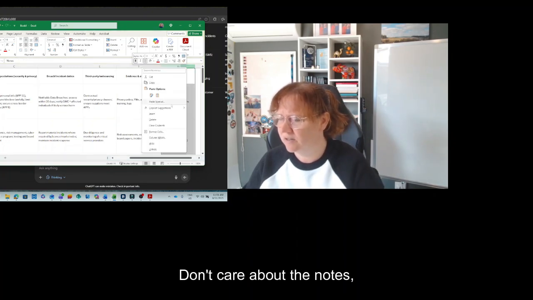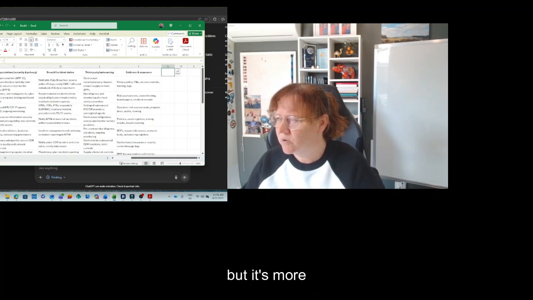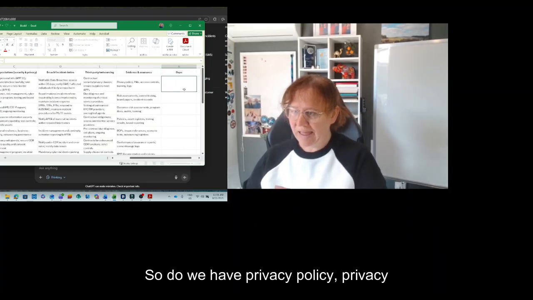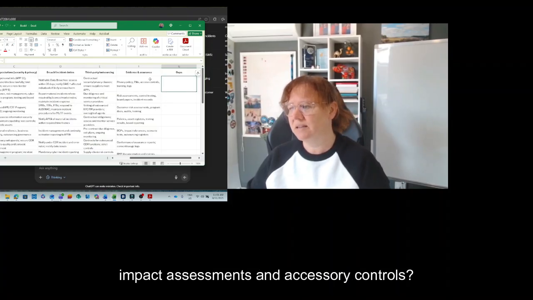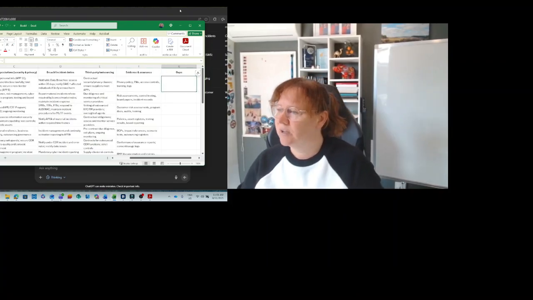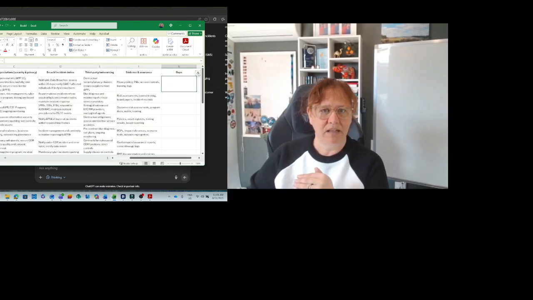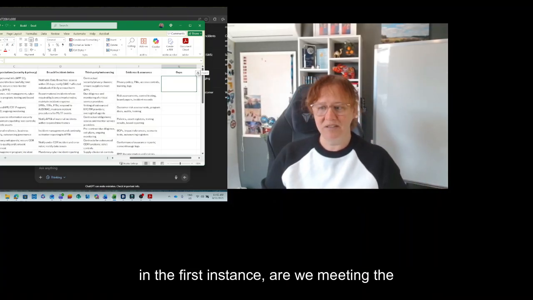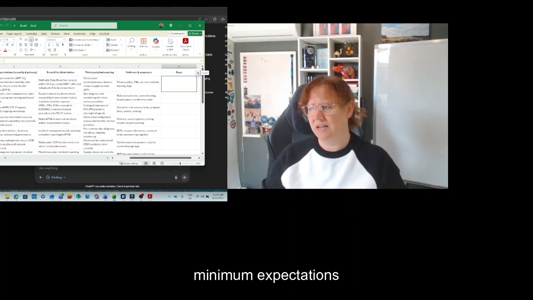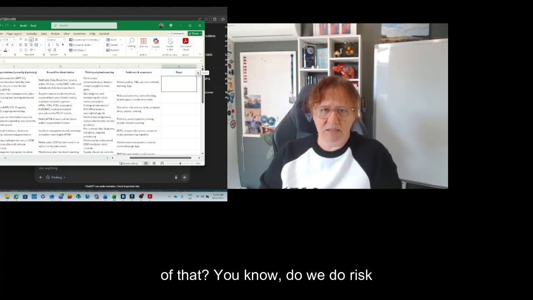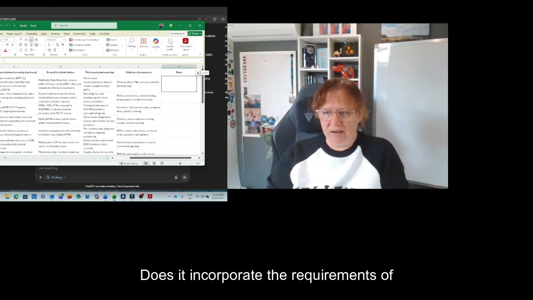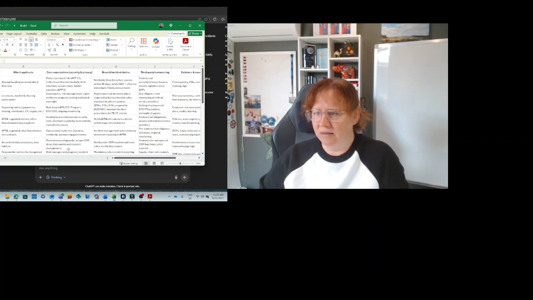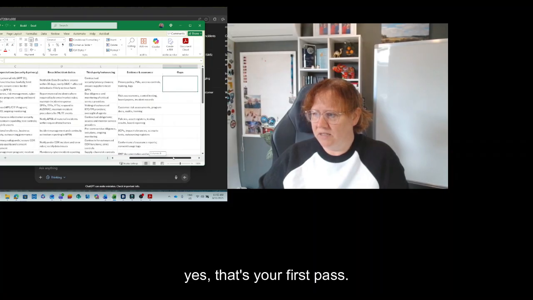But let's change this one. I don't care about the notes, but it's more what are the gaps? So do we have privacy policy, privacy impact assessments, and access controls? So that's our first assessment is, you know, based on who we are, what we do, in the first instance, are we meeting the minimum expectations of that? You know, do we do risk assessment? Does it incorporate the requirements of the regulations that we need to comply with? So, yeah, so that's your first pass.